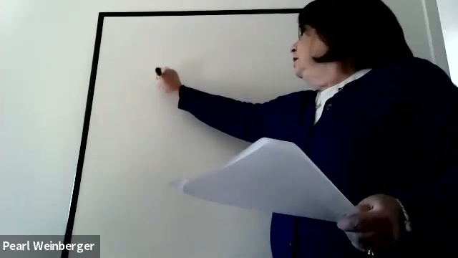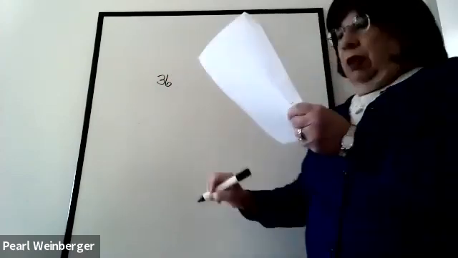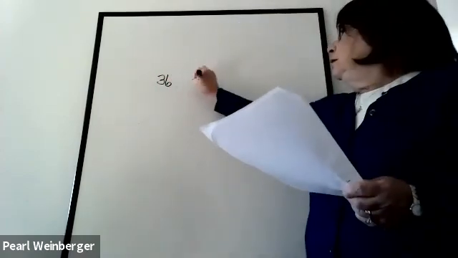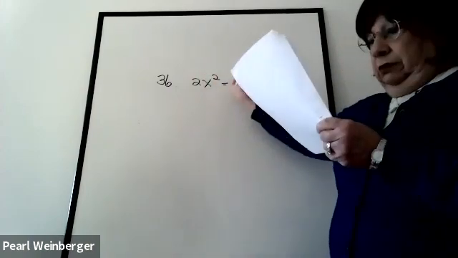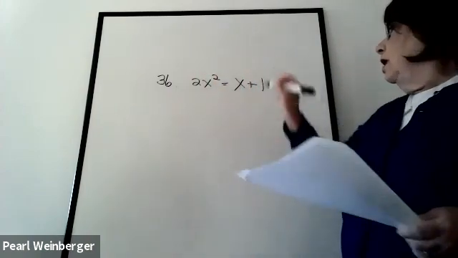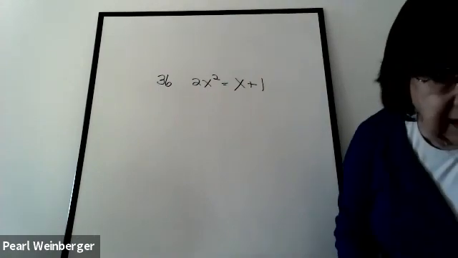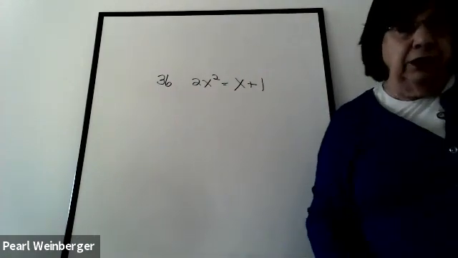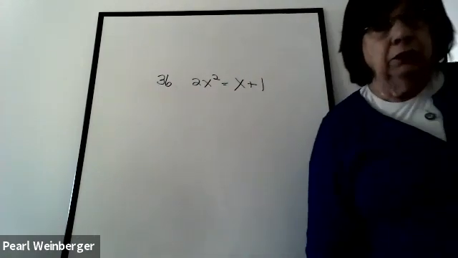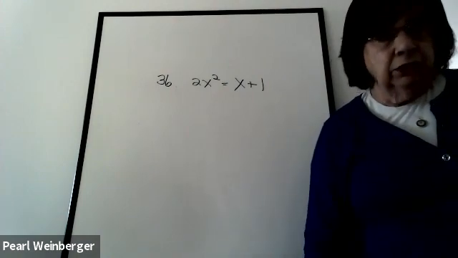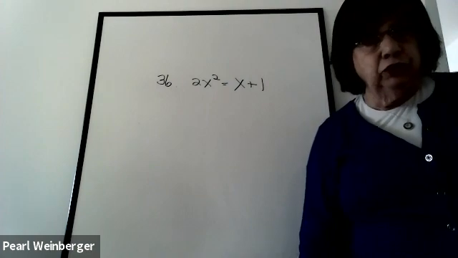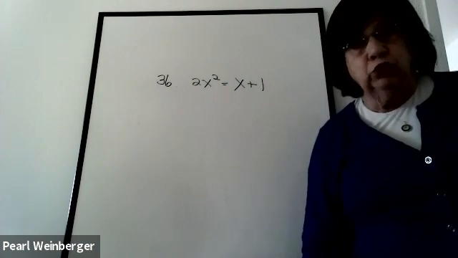Number 36 looks like this. 2x squared equals x plus 1. And we see again that this is a quadratic equation because we see that x squared in it. But it doesn't equal 0, so the first thing I'm going to have to do is set it equal to 0.